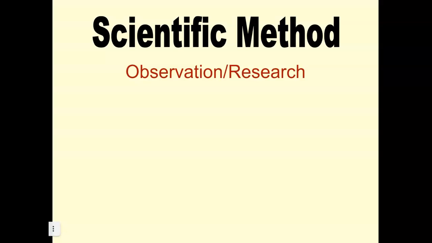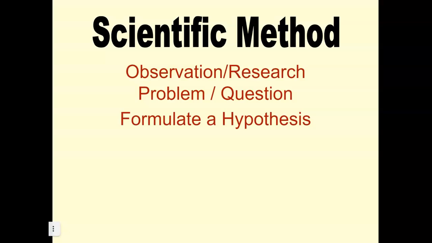So, the scientific method really starts with some general observations, perhaps, of the natural world, or perhaps some research on a topic that you find particularly interesting. And from there, some sort of problem might arise that you want to find a solution to, or you have a question about what you are observing or what you have researched.